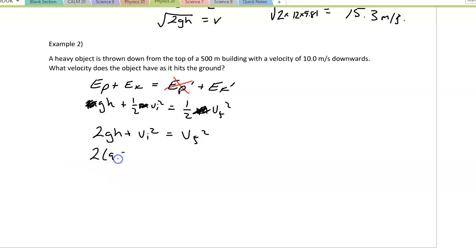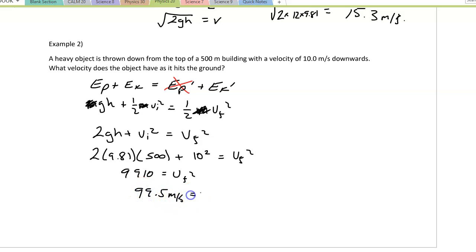2 times 9.81 times a height of 500 plus 10 squared is equal to vf squared. You're going to get, calculating all of this, 99.5 meters per second is equal to vf.